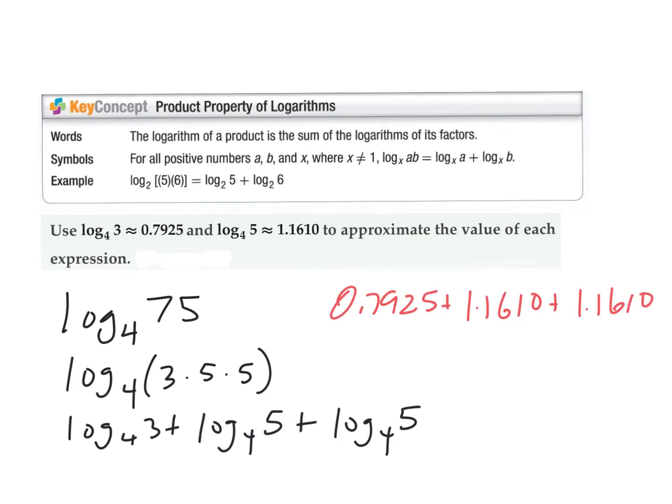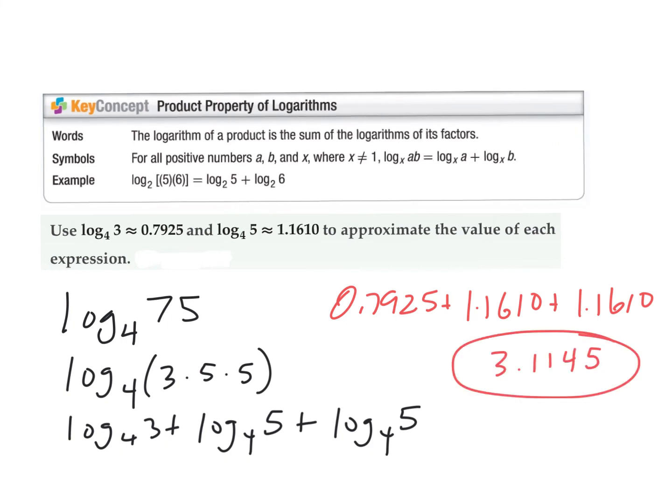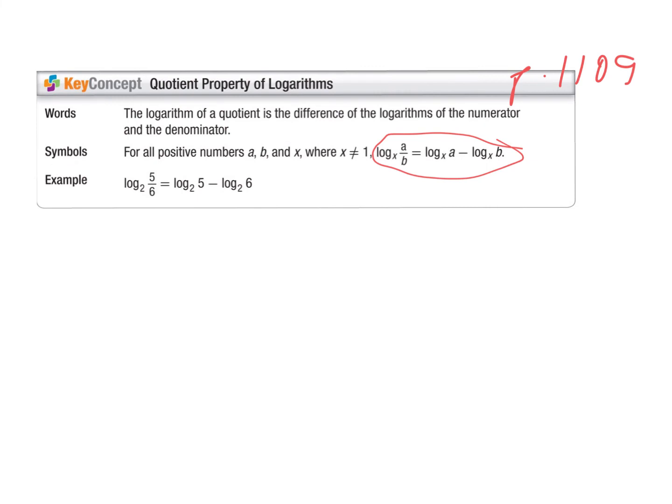So the next one, okay. So I plug them in, add them up. What did you get? Or did you finish yet? All right, add those up and let's see what you get. Okay, a couple. 3.1145, which means 4 to this power equals 75. Now, let's look at it real quick as if you had it as 5 squared. So I'm going to go back. Is the quotient property. The quotient property.